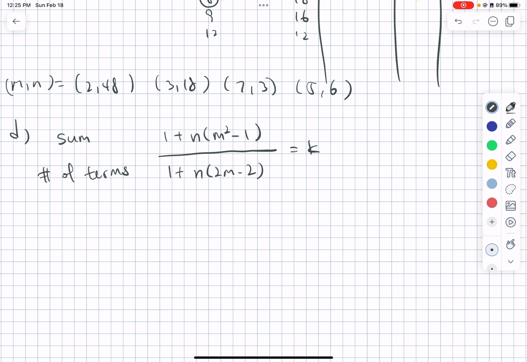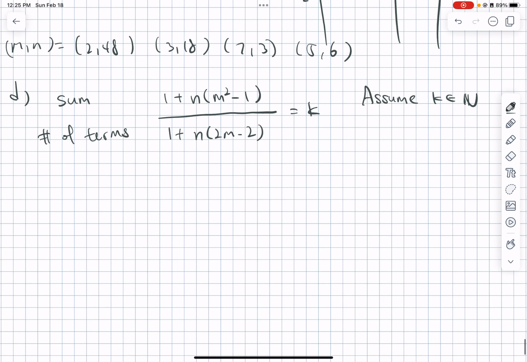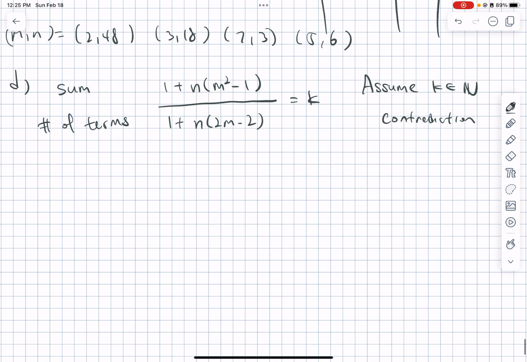So a common way to do these problems is to assume an incorrect statement. So let's assume k is an integer, and we want to find a contradiction somehow. We're not sure how to do that, so let's just try to simplify the equation here by bringing the base to the other side.